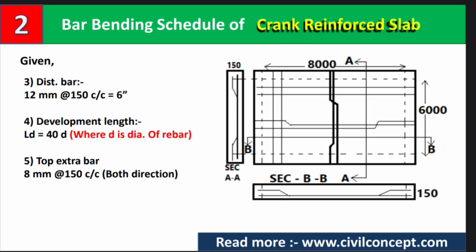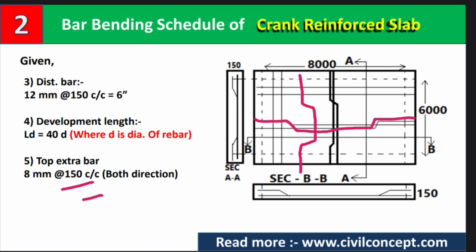Again, we provide a top extra bar, which is 8 mm, with center to center spacing of 150 mm in both directions. First of all, I would like to show you where these extra bars are provided. For example, we have provided a crank bar like this in the slab, and in this direction also we have provided a crank like this.